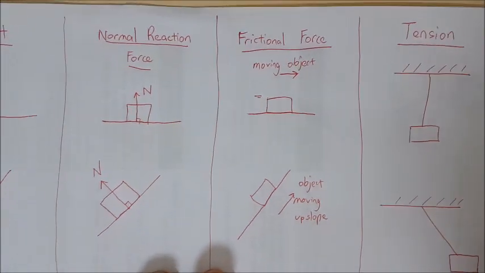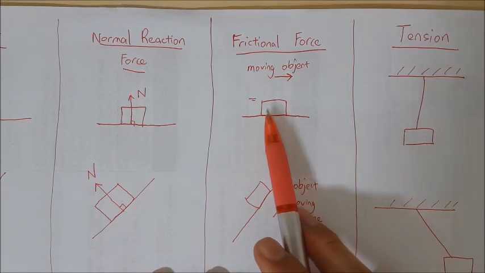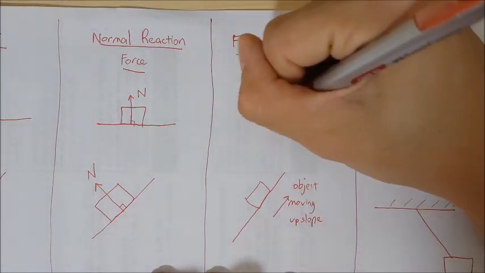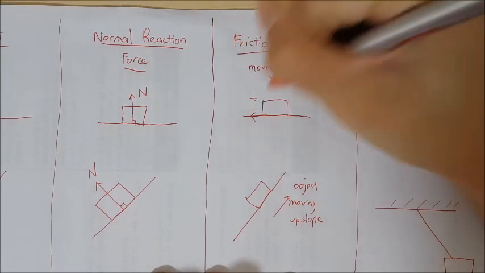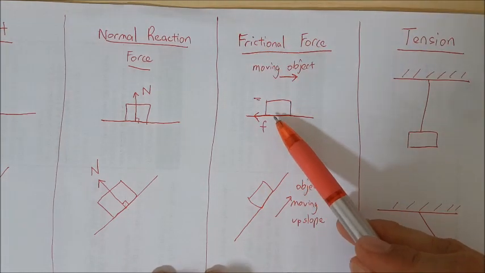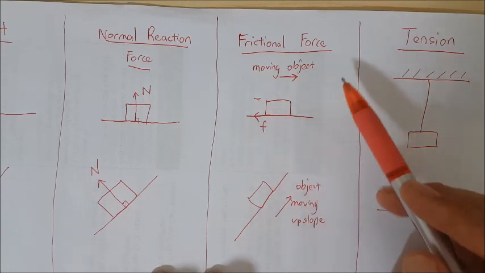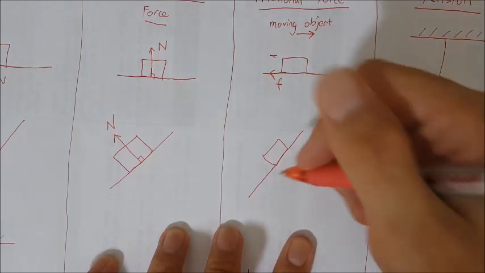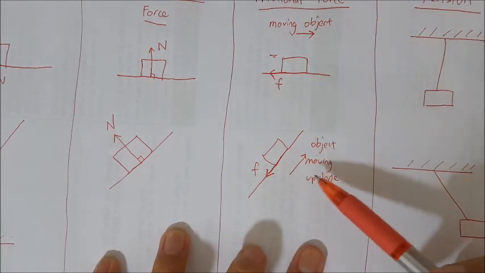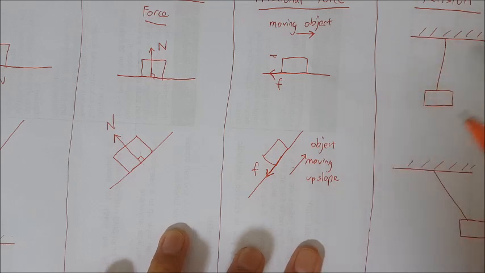Okay, the next is frictional force. So I tried to draw a moving object. If this object is moving to the right, where is the frictional force? In this case, the frictional force will be along the surface, between the two surfaces. You can just call it small f to represent frictional force. You will experience a frictional force in the opposite direction. Same, if I have an object moving up slope, the force experienced will be downwards, in between the surface. The whole point of learning this is to show you how each of the forces act.